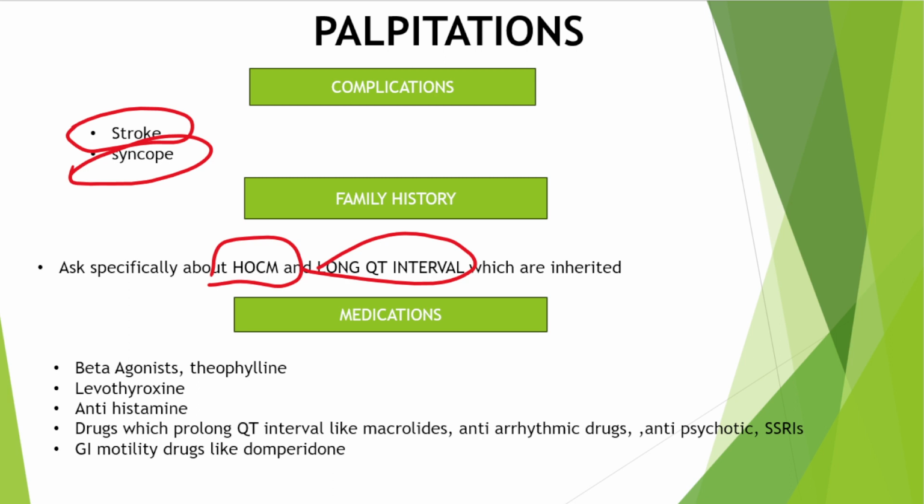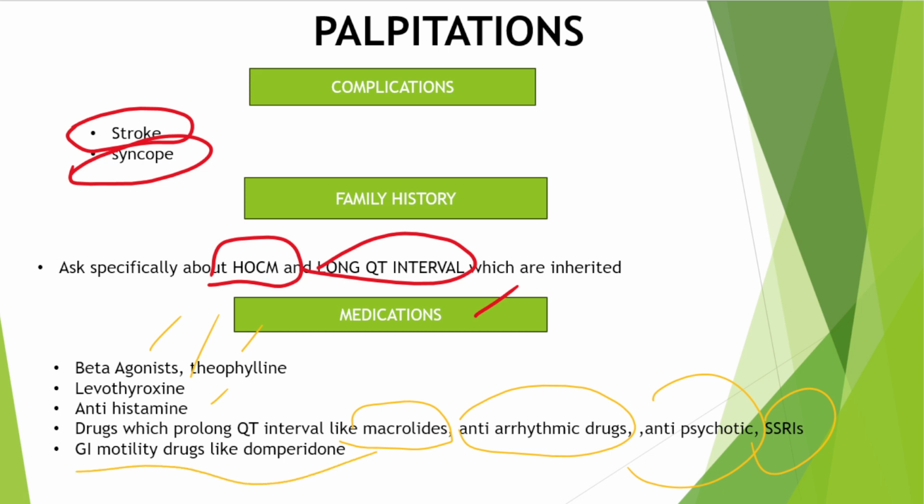Then we'll ask about medications which can lead to palpitation. These are beta agonists and theophylline, if the patient has asthma or COPD and is taking those. If the patient is hypothyroid and taking levothyroxine in excessive amounts, it can lead to palpitation. We'll ask about antihistamines, which can cause QT interval prolongation and palpitation. Other drugs which can cause QT interval prolongation and palpitation are macrolides, antiarrhythmic medication, antipsychotics, SSRIs, antidepressants, and GI motility drugs like domperidone. So we'll ask about those in the drug history.